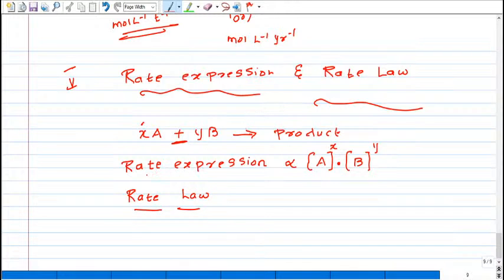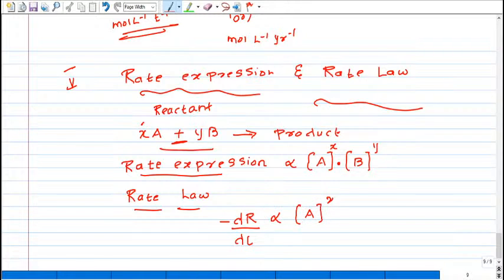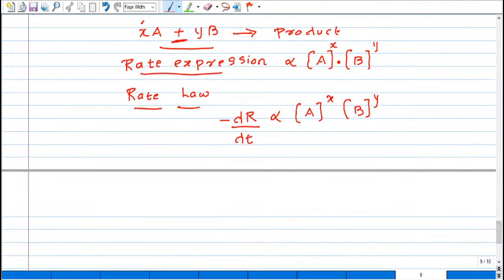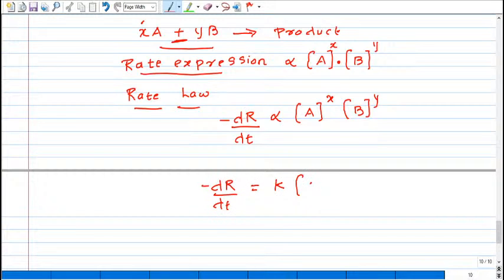Now, to find the rate expression with respect to the reactant we did. This is called reactant. For a reactant, rate we normally represent like this, minus dR by dt. Already I have told why we are putting minus. It is because of the reactant. It is directly proportional to active mass of A power x, active mass of B power y. This is the rate law in which you have to write. So that implies minus dR by dt equals k, we have to introduce a constant called k, A power x and B power y. That's all. We have finished. So we know how to write the rate expression, we know how to write the rate law.